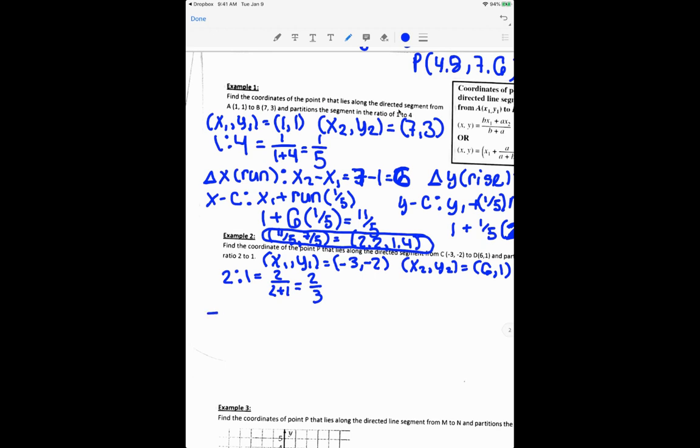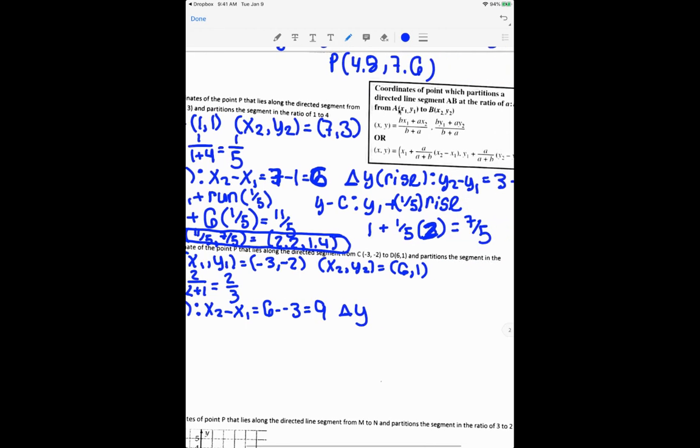So then I'm going to find my change in x, or my run. I'm going to make sure I do it correctly this time. So that's x2 minus x1, which would be 6 minus 3, which is 9. Then I'm going to find my change in y, or my rise.